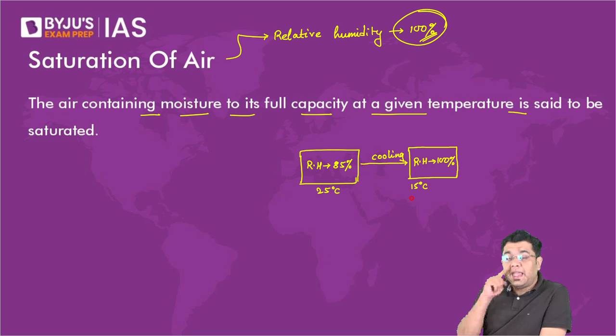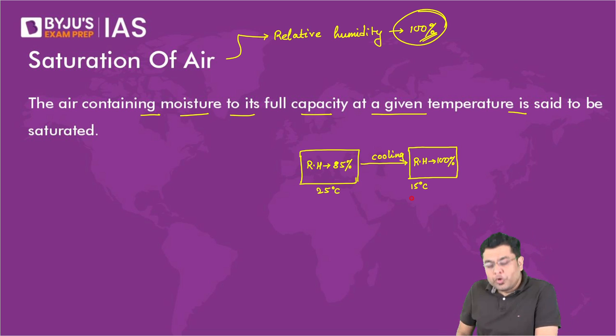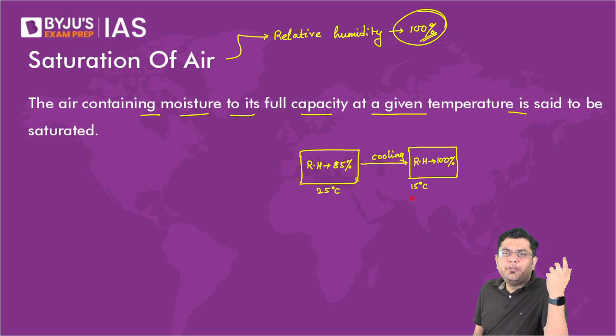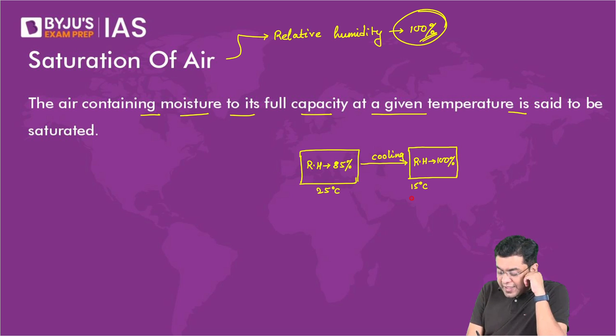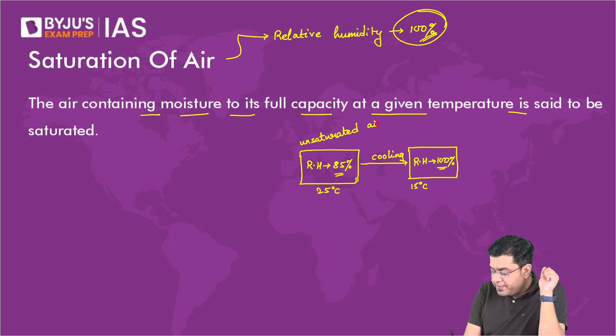So any unsaturated air, when you cool it down, can get saturated if you cool it to the point where the relative humidity becomes 100%. This is your unsaturated air. Unsaturated means there is scope for 15% more moisture to be accommodated. Here there is no scope for further accommodation of water vapor. So this is unsaturated air, and this is your saturated air.